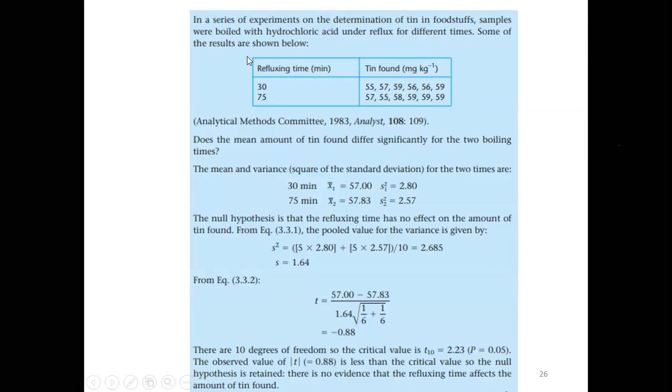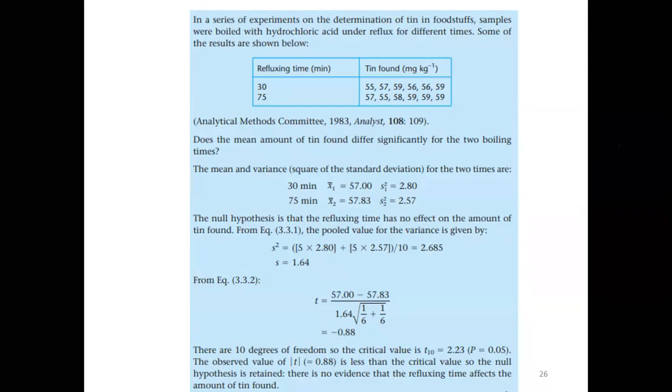Then this is how we do the calculation. The mean and the variance we can calculate, and in the same way we can calculate the t. When we calculate the t here, t equals 0.88, and the degrees of freedom is 10, because in each case 6 samples are available, and 6 plus 6 is 12, 12 minus 2 equals 10.